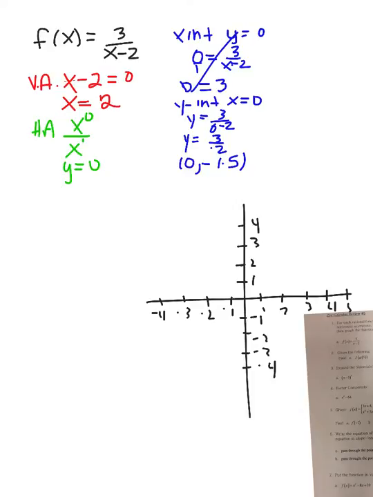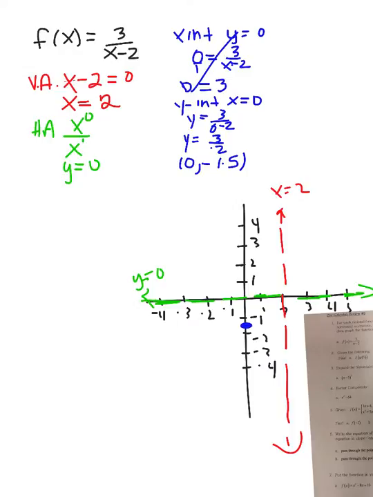Okay, so let's graph the vertical asymptote at x is equal to 2. Okay, so that's x equals 2. Our horizontal asymptote is at y equals 0. That's right along the x-axis. All right, so that's y equals 0 there. All right, so I have a y-intercept at 0, negative 1.5. So that's right there. So the graph will cross there. Now I need to get some other points here.